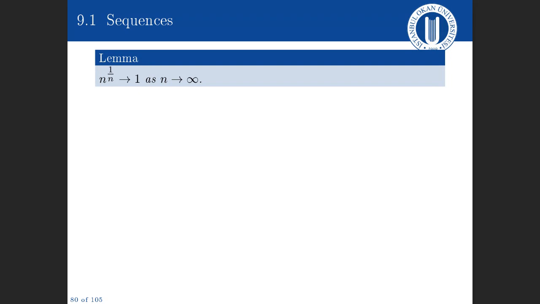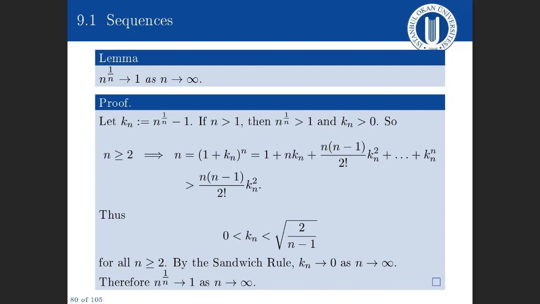n to the power 1 over n converges to 1 as n tends to infinity. It's a sandwich rule proof again. Let Kn be the difference between n to the power 1 over n and 1. Then we write n as (1 plus Kn) to the power n. Multiply that out and then just pick one of these terms. Which one do we want? We want this one. So forget about everything else.